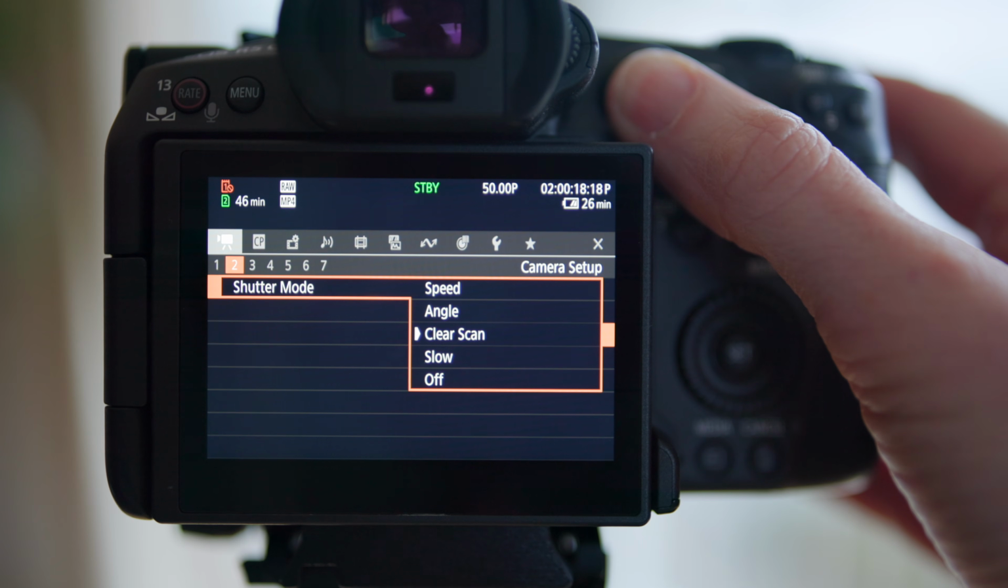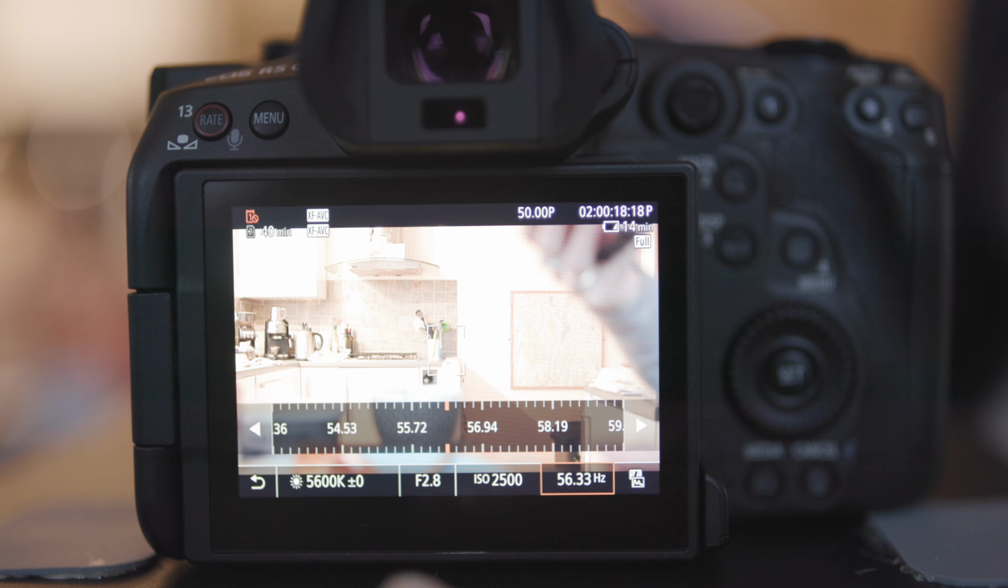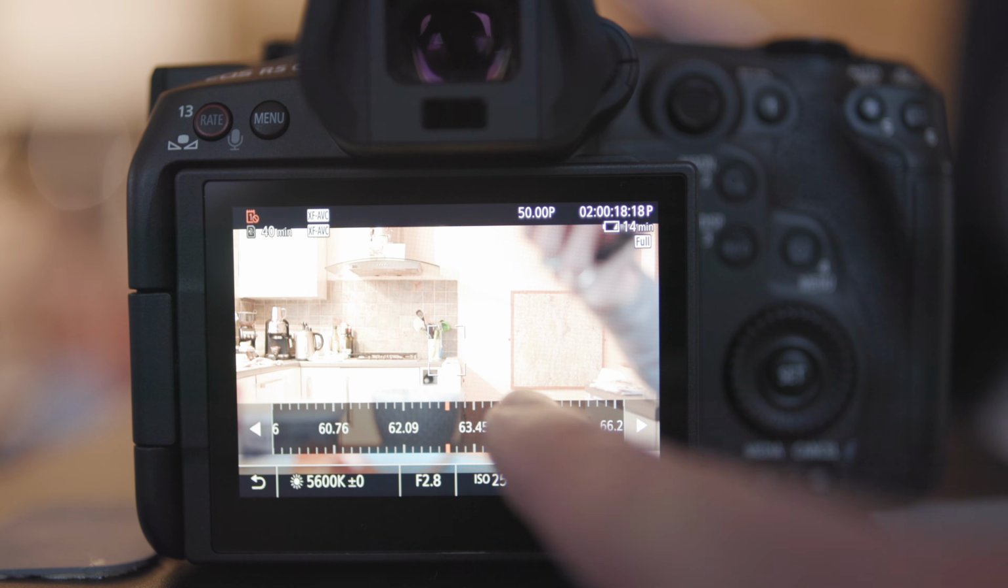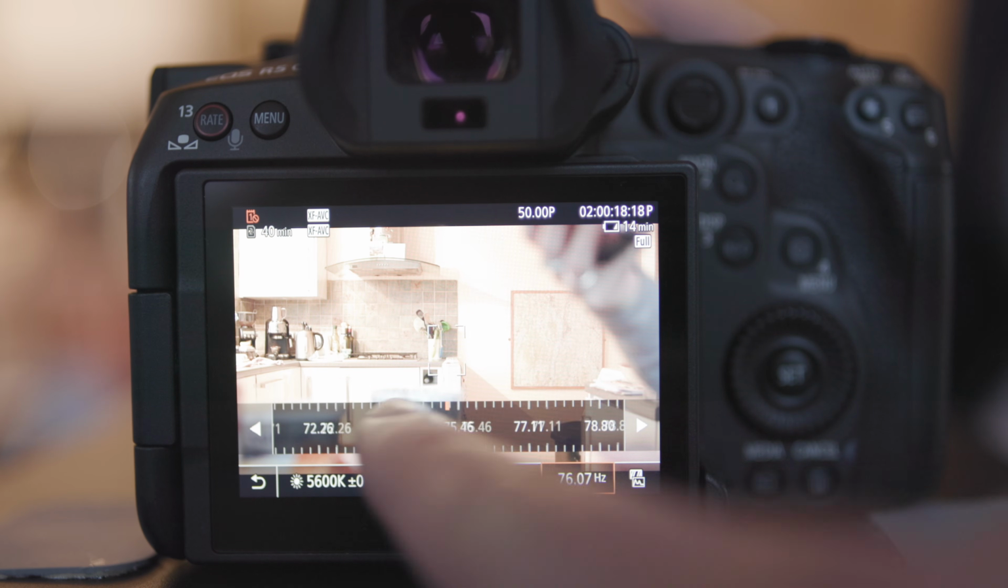Next up on the shutter mode menu, we have clear scan. This is something I had to look up because I didn't know what it was. Basically, have you ever been shooting a television or a computer monitor and you get weird lines and scanning going through it? This is basically a mode that allows you to film a screen without having that banding or scanning going through the monitor. Turn clear scan on, and then you are going to set it to the hertz or refresh rate of the monitor.